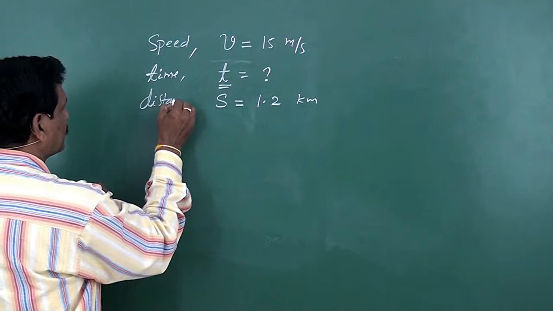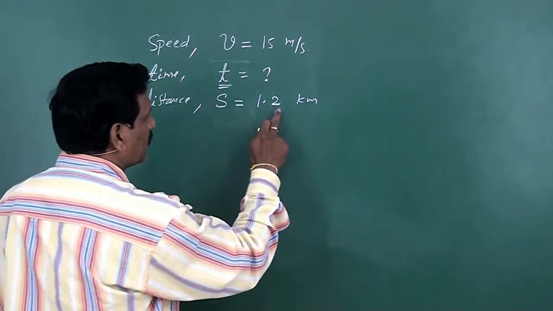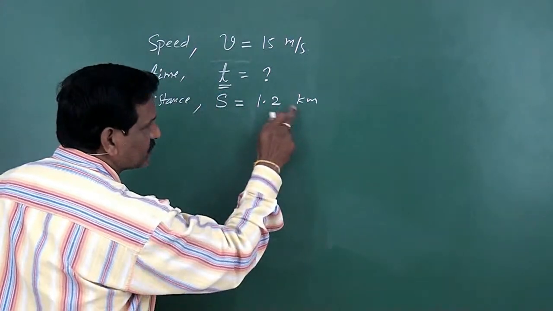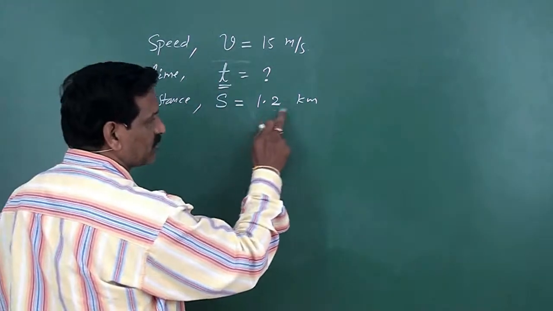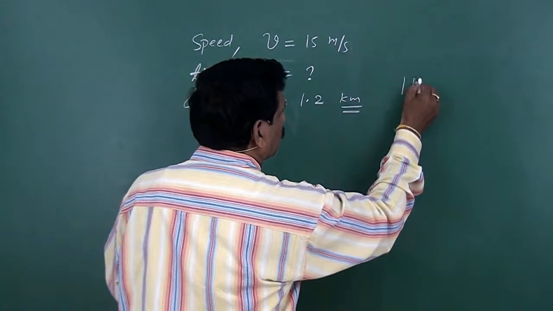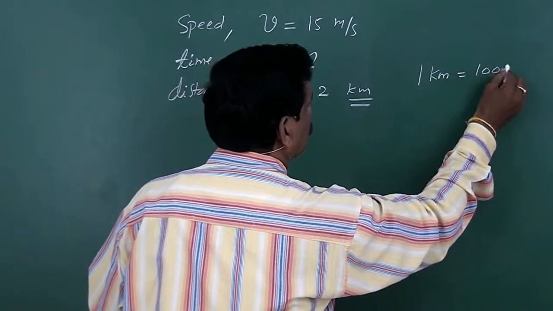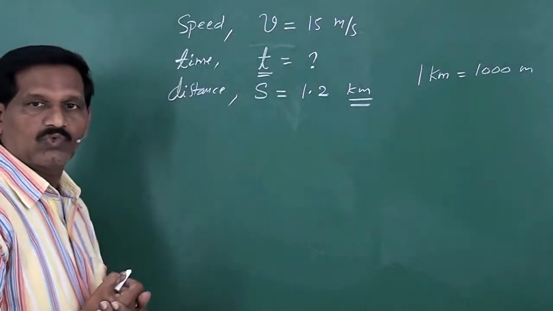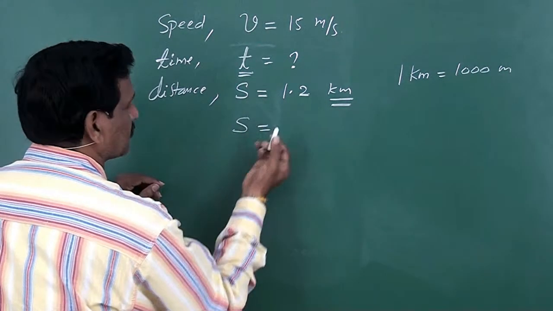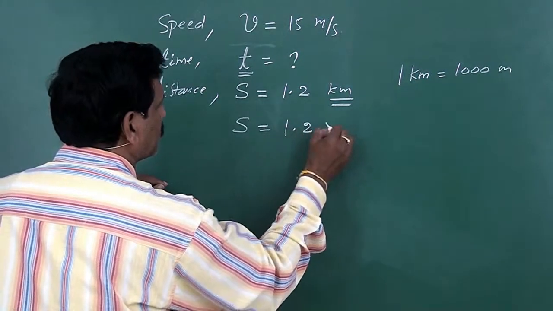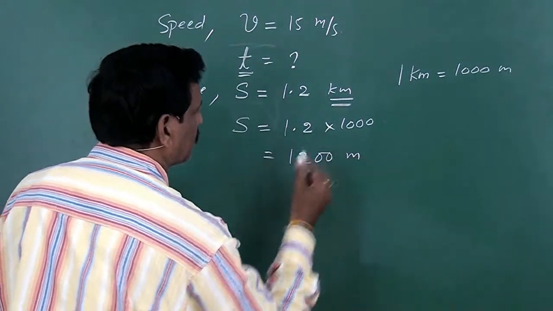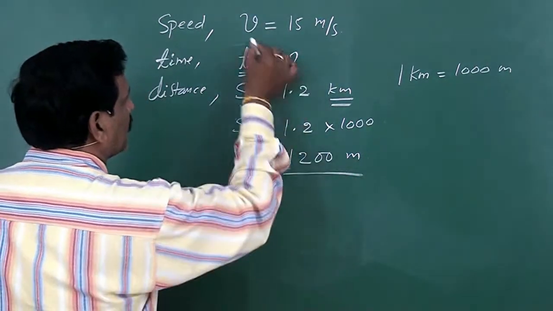So this is distance. Distance S is equal to 1.2 kilometer. We have to find the time taken to cover this distance. So here this distance must be converted into meter. Kilometer should be converted into meter. And we know that 1 kilometer is equal to 1000 meter. Therefore, distance S is equal to 1.2 into 1000, this is 1200 meter.